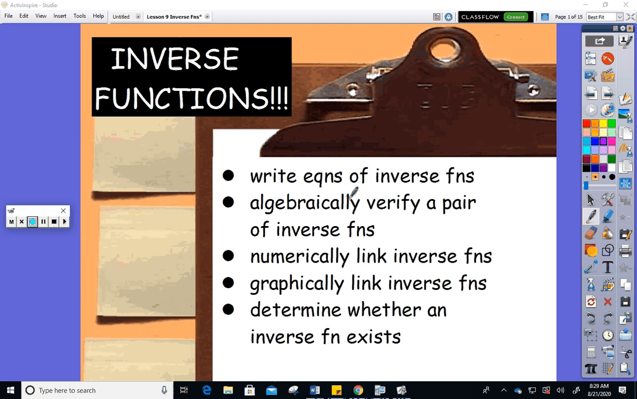Today we're doing inverse functions, and most people find this extremely doable, and they really remember it well from Algebra 2 also. So we've got 5 different objectives. We are going to write the equations of inverse functions. We're going to algebraically verify that 2 functions are inverses. We're going to look at the numerical and the graphical links between functions and their inverses, and we're going to determine whether an inverse function exists.